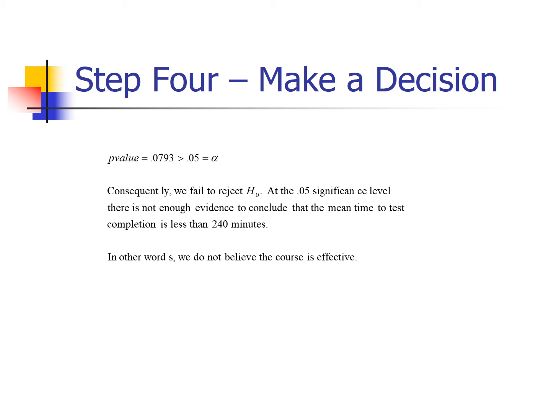At the 0.05 significance level, there is not enough evidence to conclude that the mean time to test completion is less than 240 minutes, right? Put a little bit more simply, we do not believe the course is effective. Not shabby, right? It's pretty cool to be able to use statistics and statistical reasoning, all the things that we've spent the last however many weeks or months talking through, to good use.